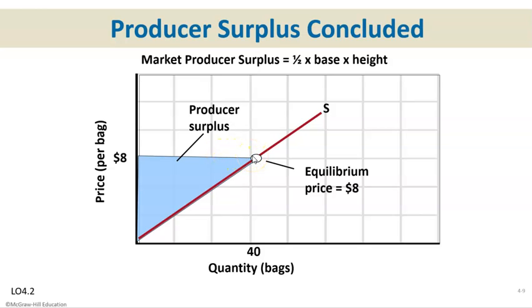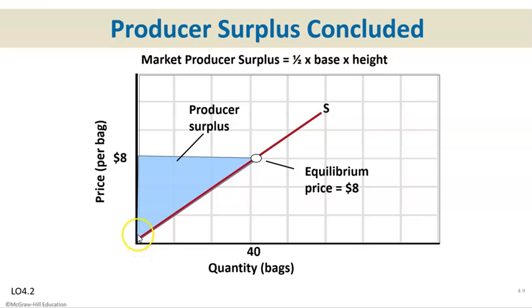So since we're finding the area of a triangle again, we can actually use the exact same formula we did before. 1/2 times the base. In this case, the base is this distance right here. Again, base is always equal to quantity. So this distance is the distance between 0 and 40. So our base is 40. And then our height. And the height is going to be the distance from here to here.